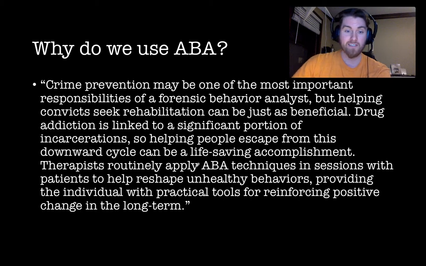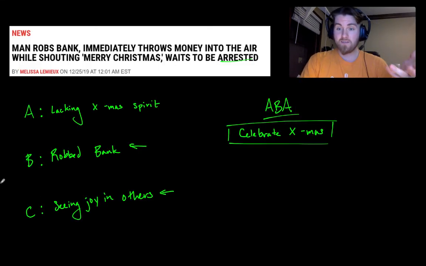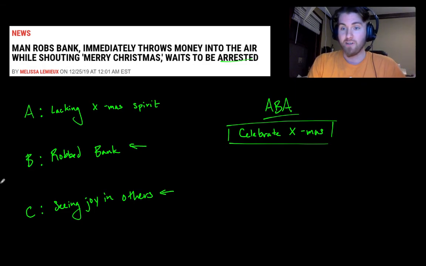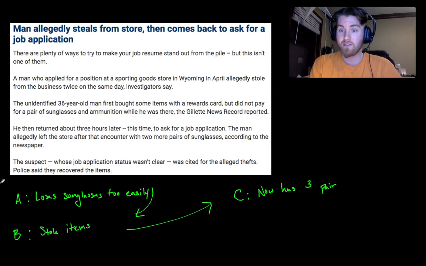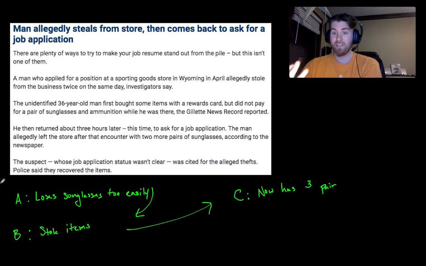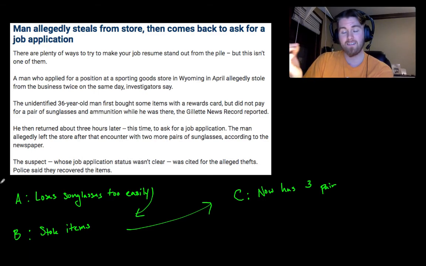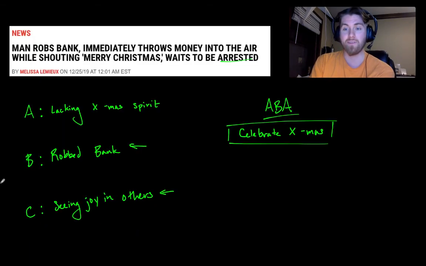ABA is the only technique that we have that allows for us to change things before the action. Do we think that this person being arrested because he throws money in the air is going to change the action? Do you think the person going and asking for another job, or just a job application after stealing, is going to go and steal more sunglasses and ammunition? Do you really think that these two crimes are associated with each other?